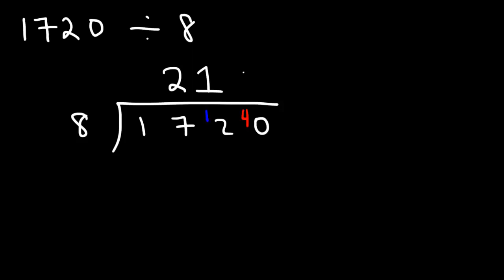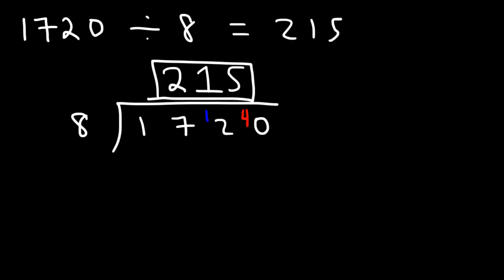8 goes into 40 5 times. And it's exactly 5 times. So this is your final answer. So therefore, 1720 divided by 8 is 215. And so that's the basic idea behind short division.